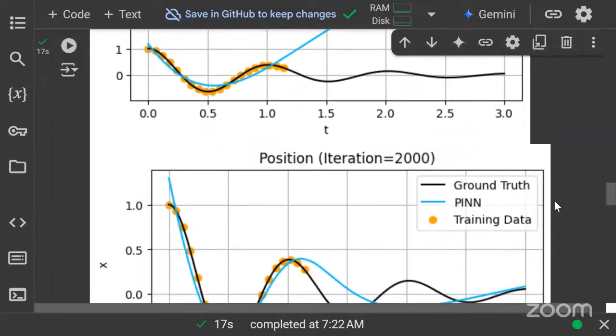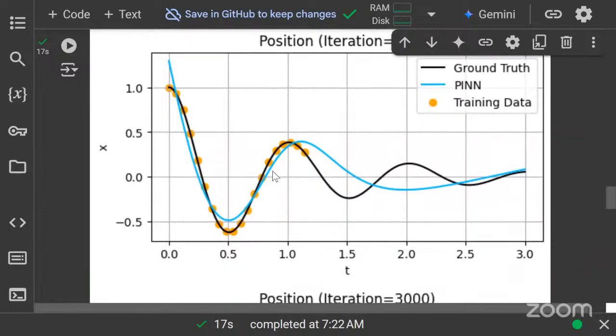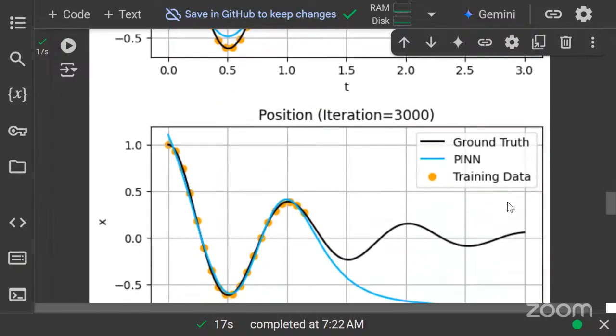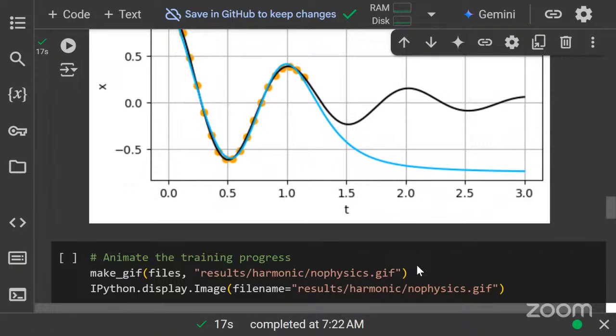And then after 2,000 iterations, the situation is a little better. But again, after t equals 1.2 seconds, it starts to be way off. Now, after 3,000 iterations, as far as the training data is concerned, it's pretty accurate. But then beyond that, it's completely off.